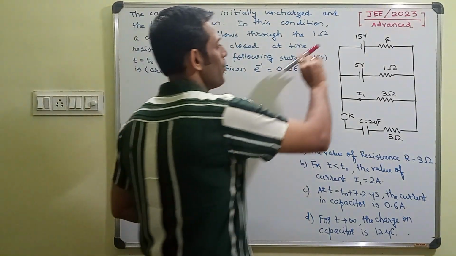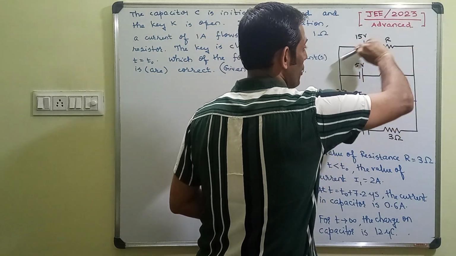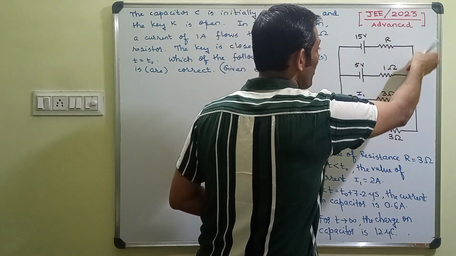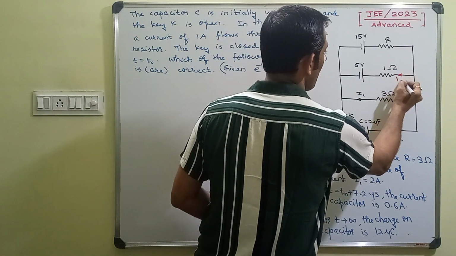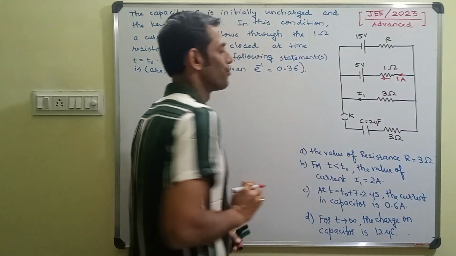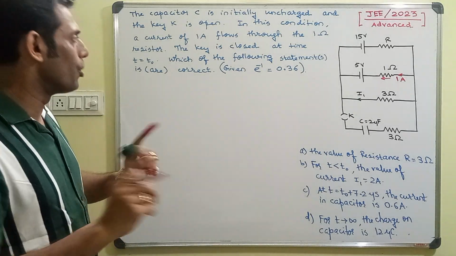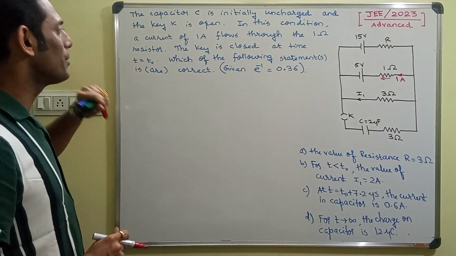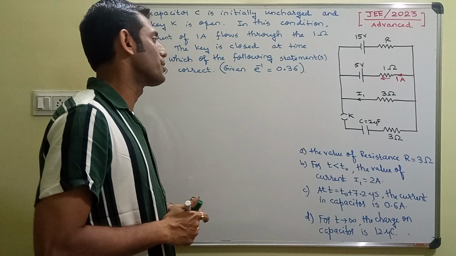Now see this. 15 volts, 5 volts. This is a dominating potential. The current from this battery would enter this side, and that means the current of 1 ampere flows through the resistance in this direction. Important thing to be noted right at the beginning. There should be no confusion on this. The key is closed at a certain instant of time, then which of the following options hold? Here we begin with the question.